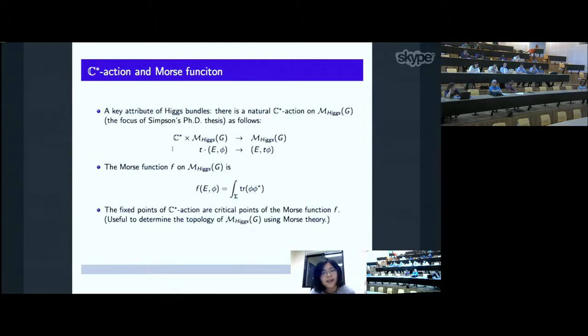And a related thing is a Morse function defined on the moduli space of Higgs bundles by taking the trace of phi phi star. Here phi star is the Hermitian adjoint of phi by the Hermitian metric H. Then we take the integration of it. And the relation between this C-star action and the Morse function is that the fixed points of the C-star action are critical points of this Morse function F. So this is very important because it's useful to determine the topology of the moduli space of Higgs bundles using Morse theory. And especially useful in the lower rank case.